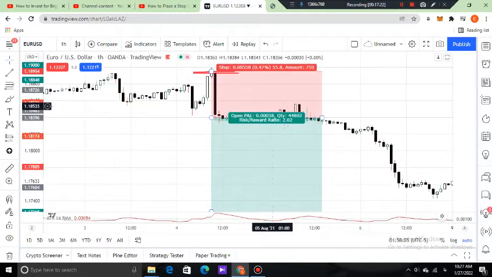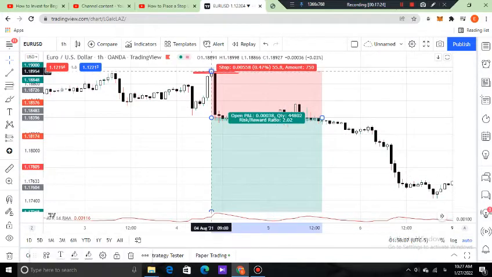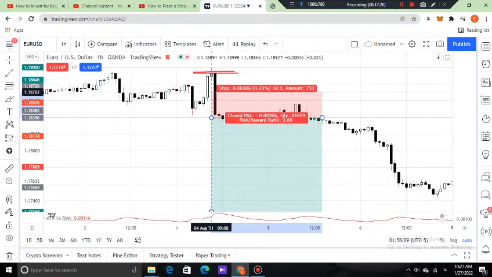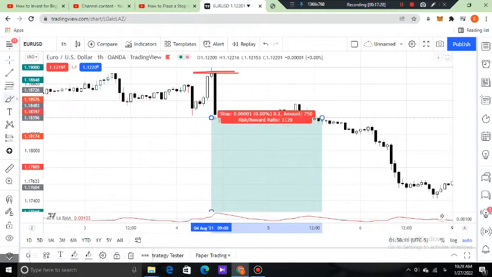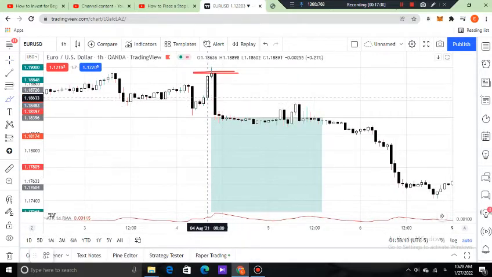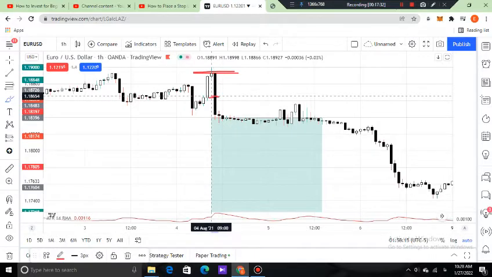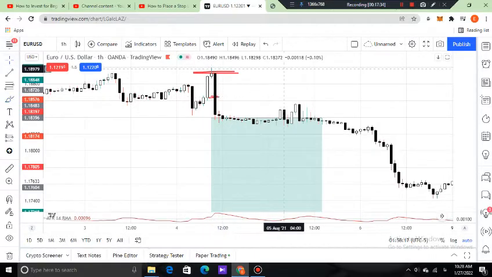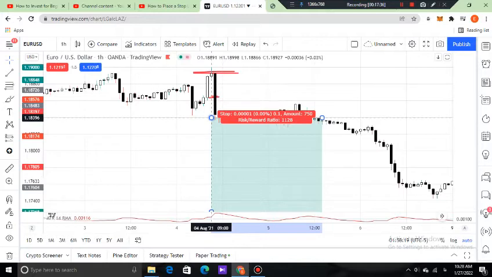You can consider the middle of this candle and put your stop above the middle of the candle. See, this is the middle of the candle, and you can put your stop above the middle of the candle.